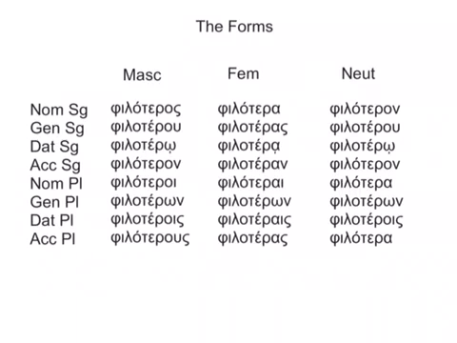For the sake of pronunciation, philoteros, philoterou, philoterō, philoteron, philoteroi, philoterōn, philoterois, philoterous for the masculine. For the feminine, philotera, philoteras, philoterā, philoteran, philoterai, philoterōn, philoterais, philoteras. And for the neuter, philoteron, philoterou, philoterō, philoteron, philotera, philoterōn, philoterois, and philotera.